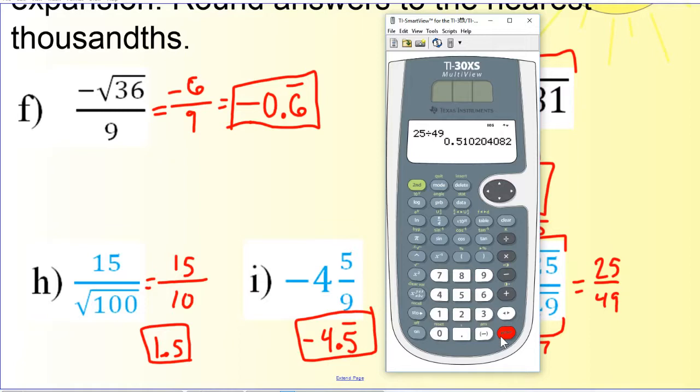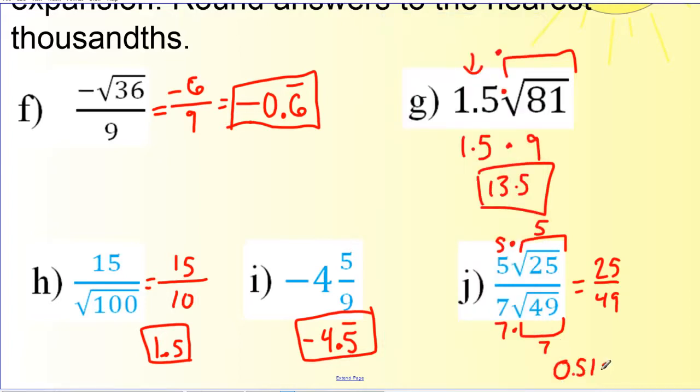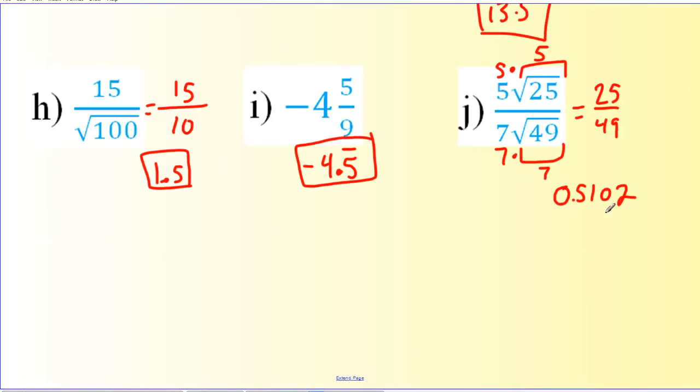Okay, so I'm going to write down the first few digits, and then we're going to round to the nearest thousandths. So it's 0.5102. Now, the thousandths place is this third one: tenths, hundredths, thousandths. So this 0 either goes up or stays the same. And the number next door to it is a 2, which means this 0 does not round up. It stays the same, and everything else after it goes away.